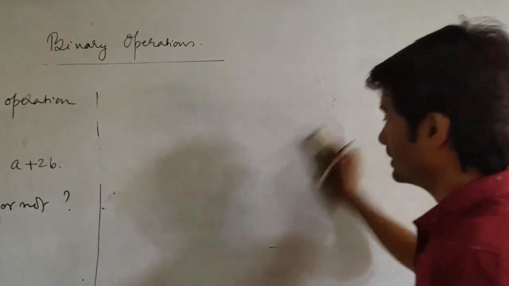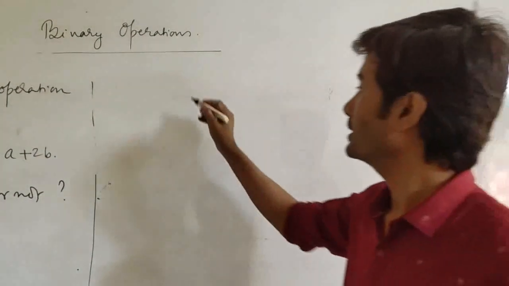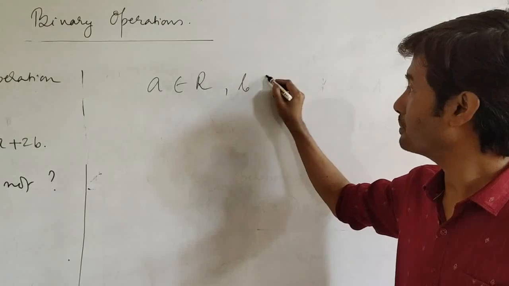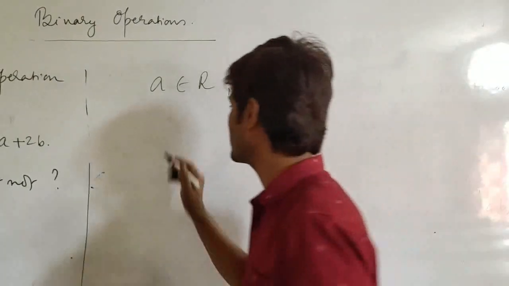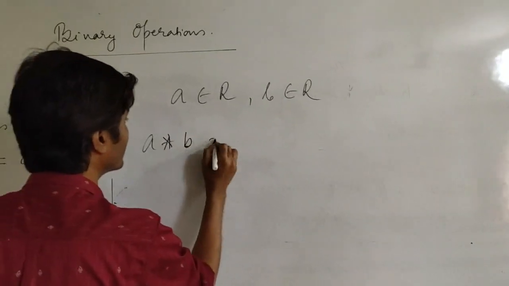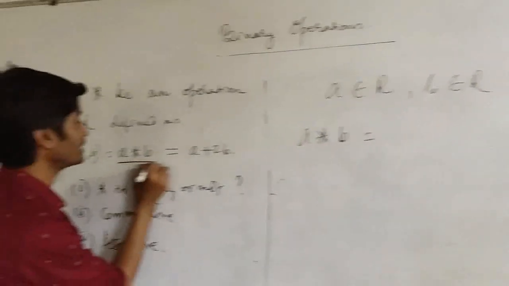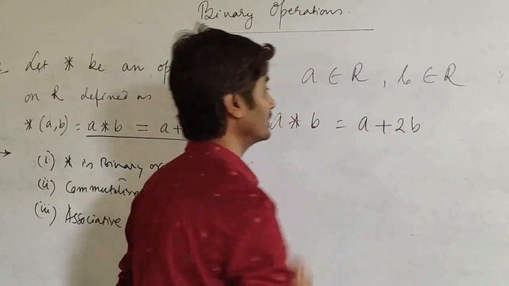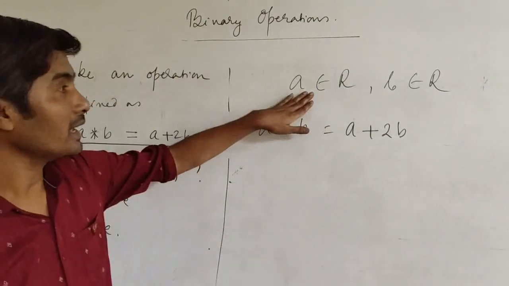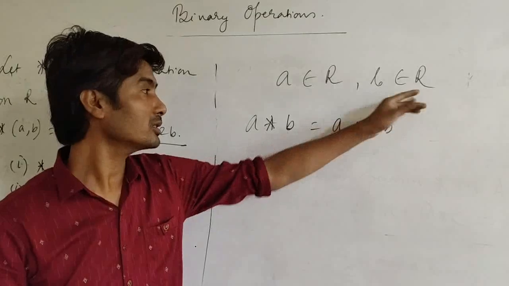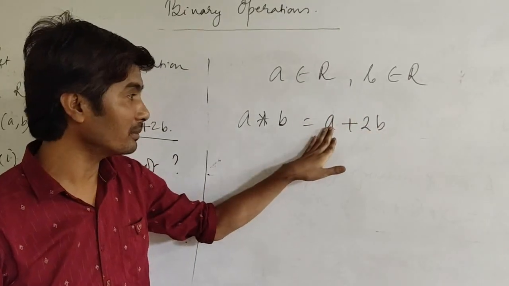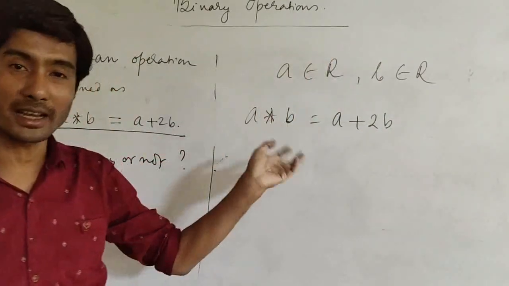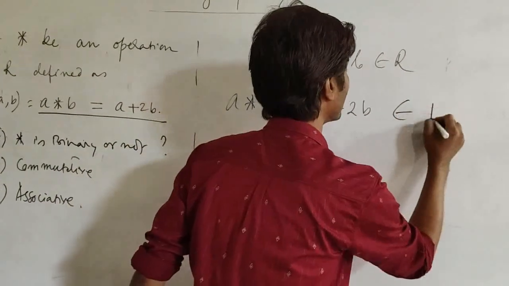Now, see here, if I take A a real number, and B another real number, what is A star B? That is given to be A plus 2B. Write here A plus 2B. See here, A is a real number, B is a real number, therefore 2B is a real number. And we know that the sum of two real numbers is again a real number.